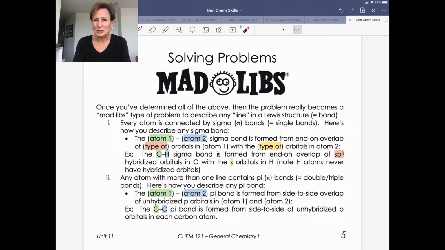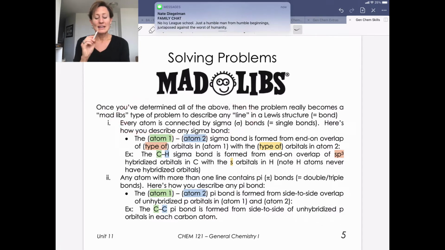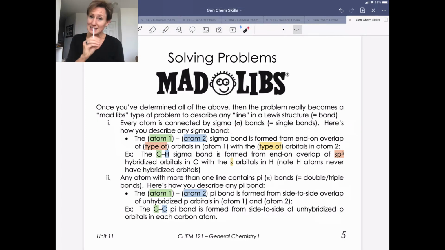I know this might look a little bit scary here. We're going to go through some examples to explain it. So first and foremost, every atom in a molecule is going to be connected by sigma bonds. Again, think sigma, think single. Here's how you describe any sigma bond. You're basically going to have two atoms that are part of that sigma bond. So for example, if this was carbon, hydrogen would go here. So I'm going to list the two atoms.